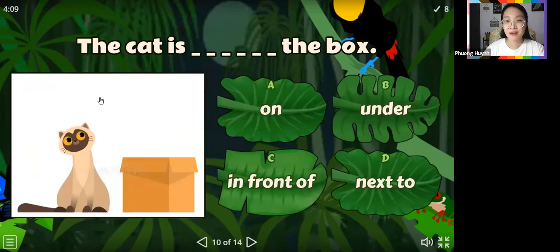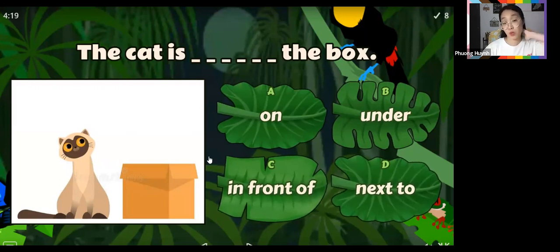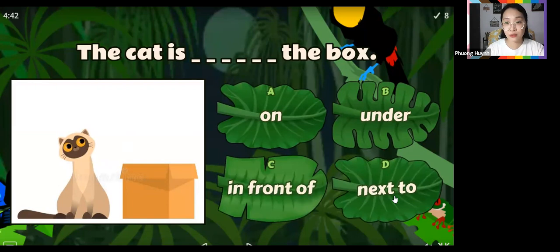Next one, how about these photos? Very simple. The cat and the box, so you say next to. Good. So do you still remember the difference between near and next to? Mình có hai cái vậy, near and next to. So do you still remember the difference between these two? Mình còn nhớ khác nhau giữa near and next to. What is the difference between near and next to? So in this photo, you choose next to, all right?